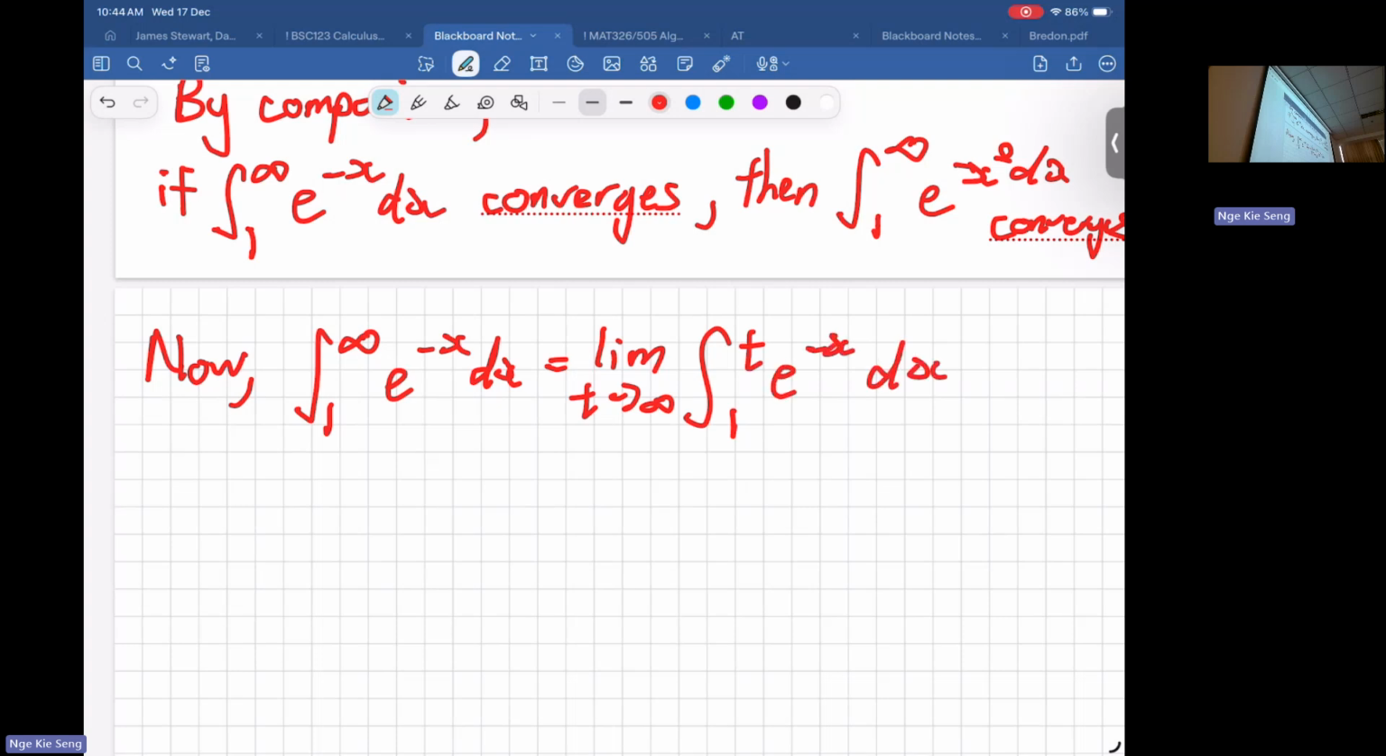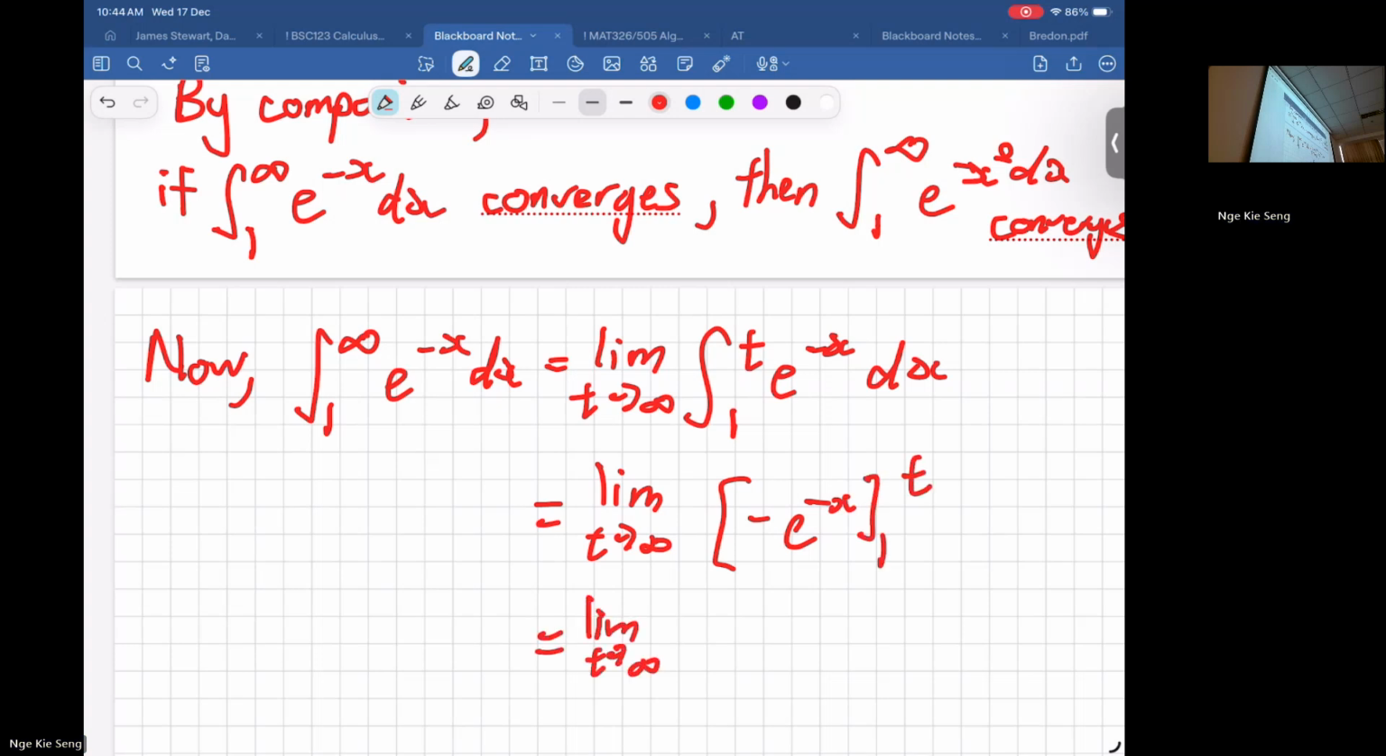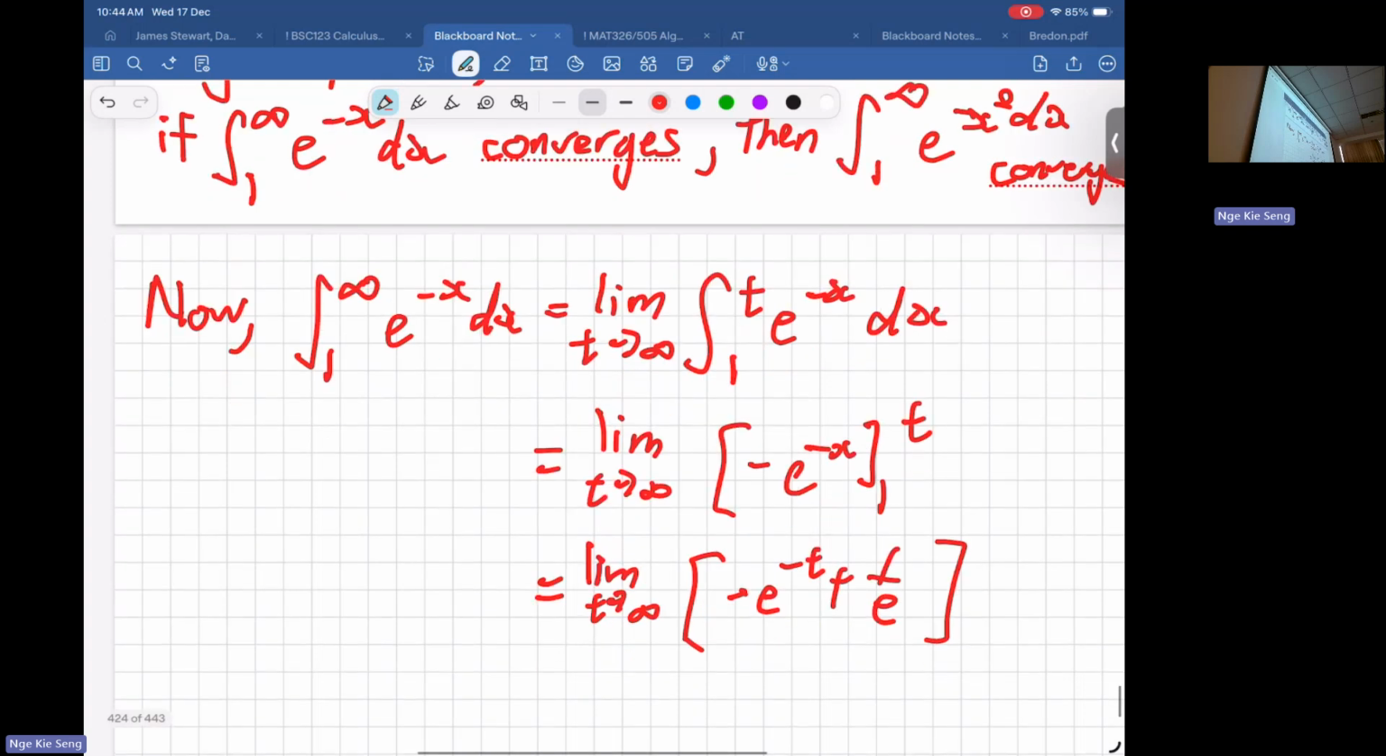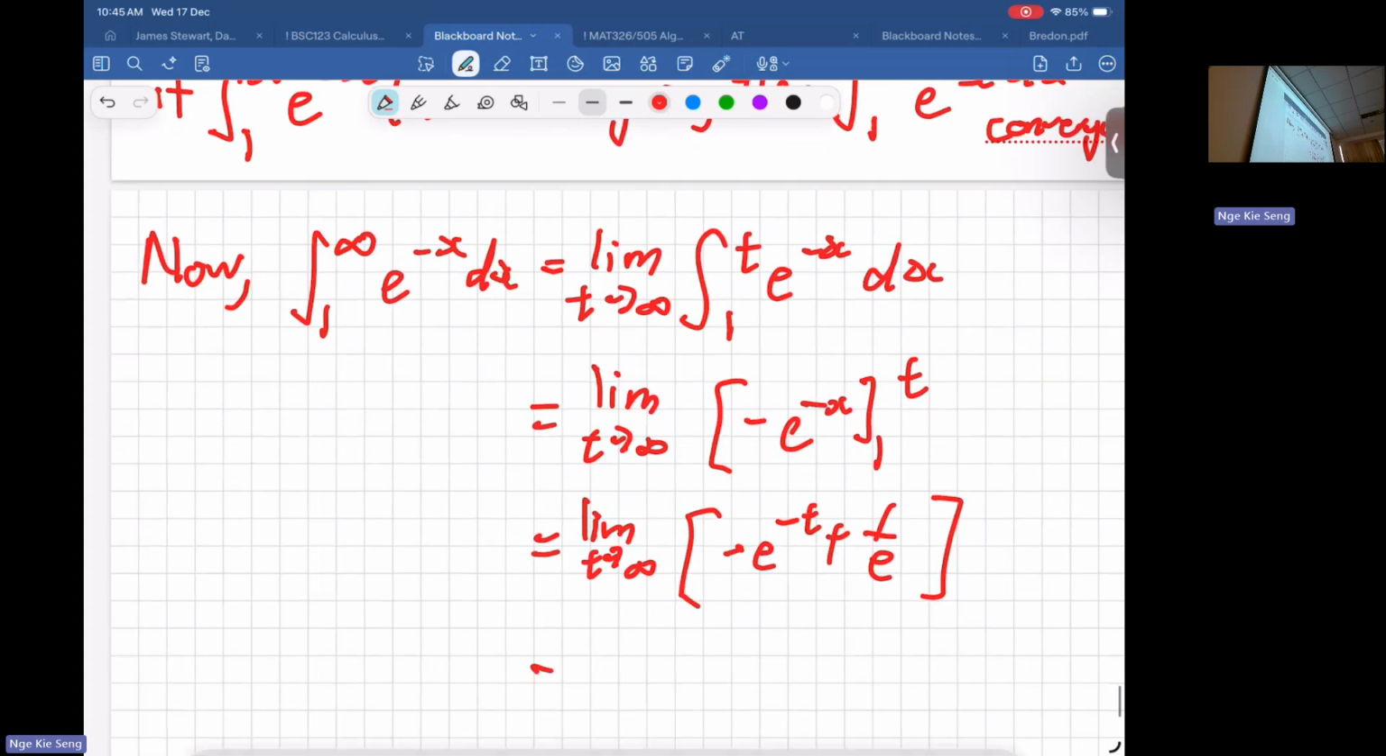A definite integral is something you learned, a fixed integral. If you integrate minus e to the minus x, it should be easy. So here you get minus e to the minus t plus 1 over e. So what happens as t goes to infinity? Minus t goes to infinity is minus infinity, but you are divided by e to the t, right? As t goes to infinity, e to the t goes to infinity, and 1 over something going to infinity is 0. So you get 1 over e. Does it make sense?